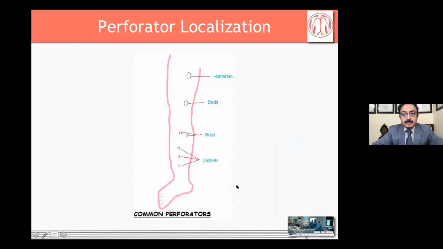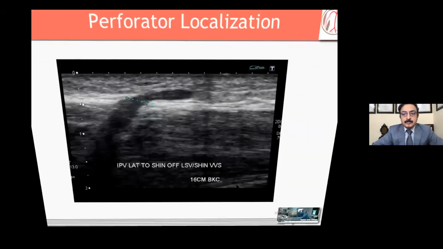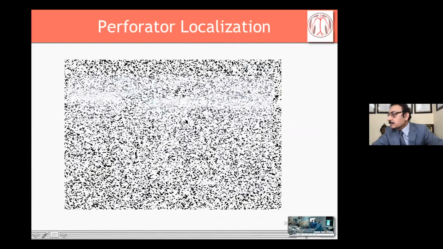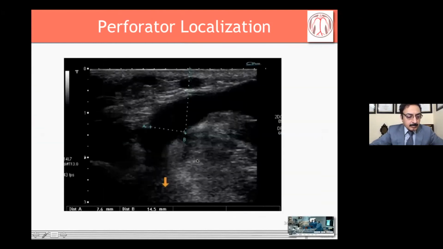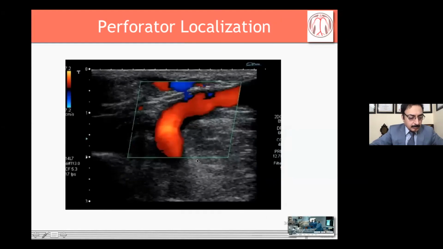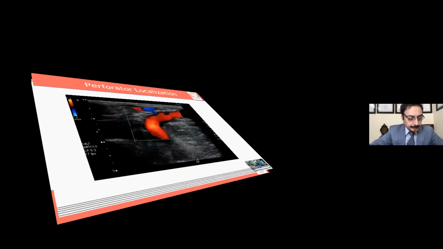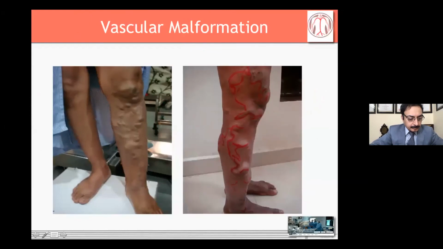Coming to it, this is just a measurement where you can see how it can be easily seen. It's a dilated one. And believe me, these are the real culprits for recurrent venous ulcers even after treating the truncal veins. Coming to another spectrum, let's go quickly.